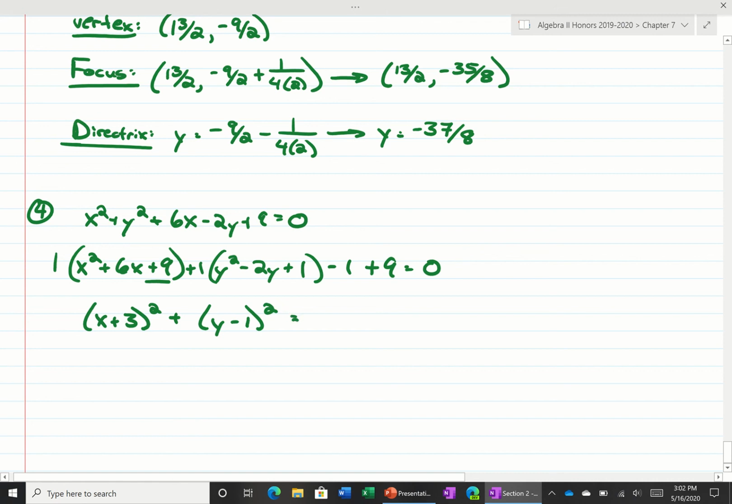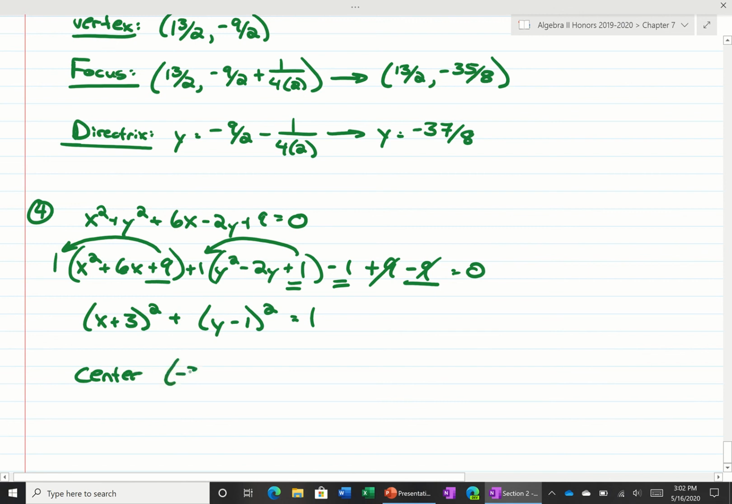Let me see here. What did I forget to do? 9 times 1 is 9, so we subtract 9. 1 times 1 is 1, so we subtract 1. So when we bring these over, they cancel, and you just have 1 on the other side. So our center would be (-3, 1), and our radius would be 1 unit.